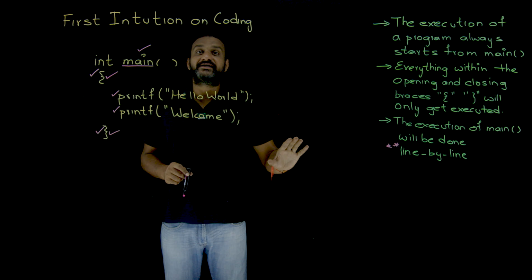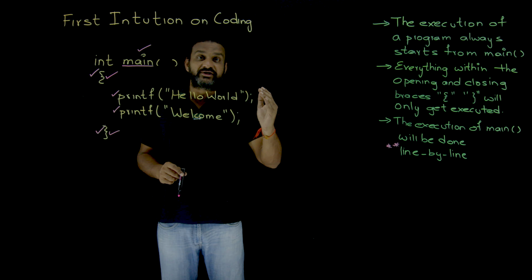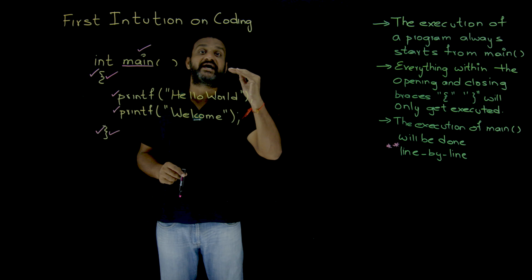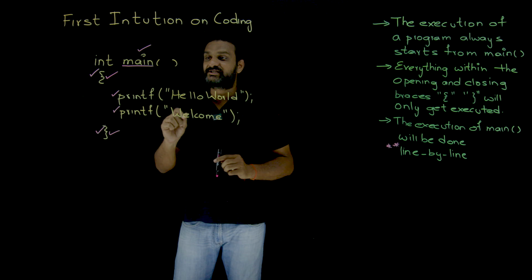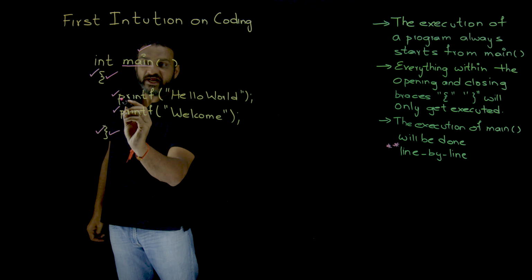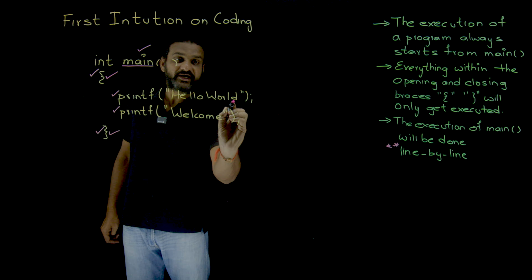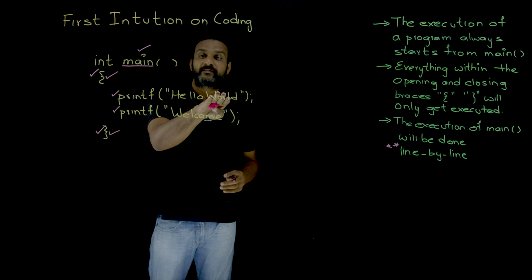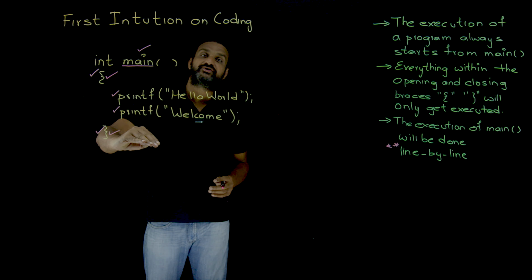And the third point, a very important point, is how the program will be executed. Whatever content is there in the main will get executed line by line. What that means is, in this program we have two lines of code. First, this line will get executed, and after executing it completely, the second line will get executed, and after that the third line will get executed.